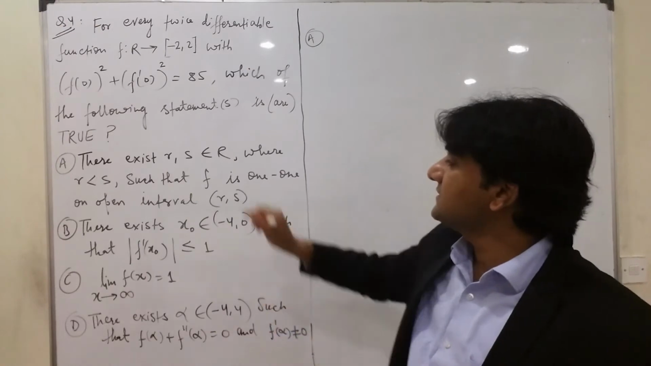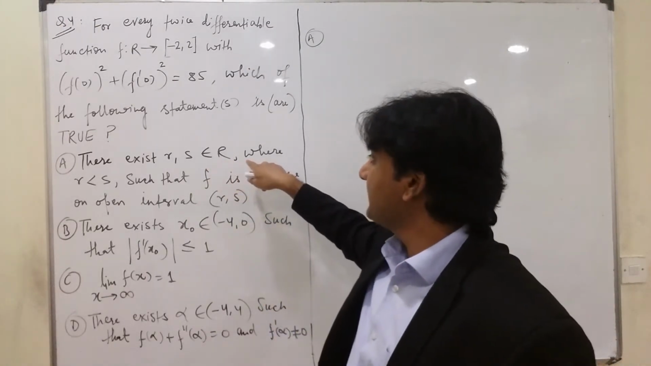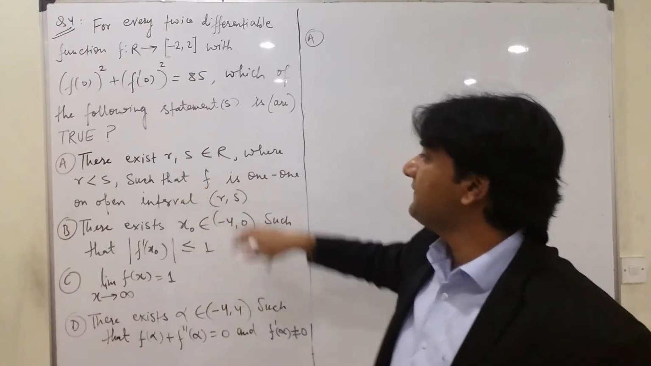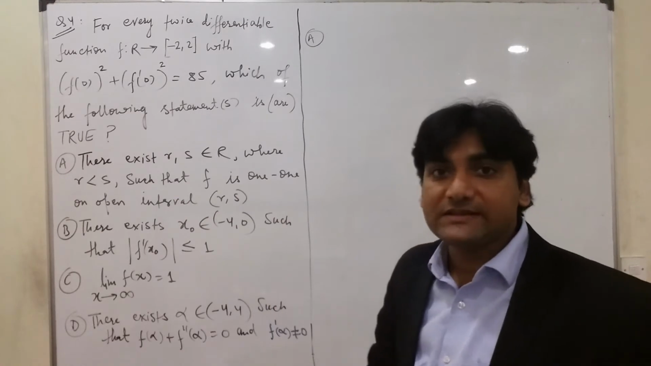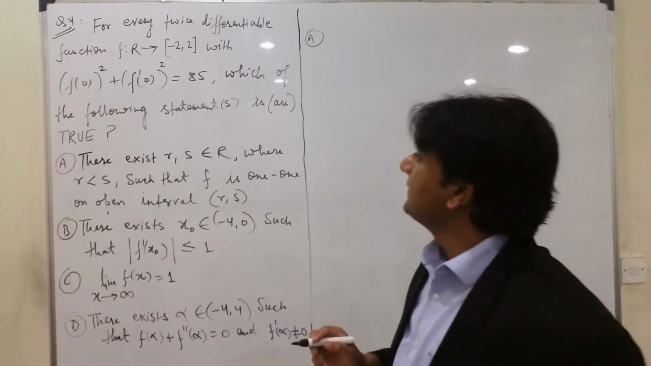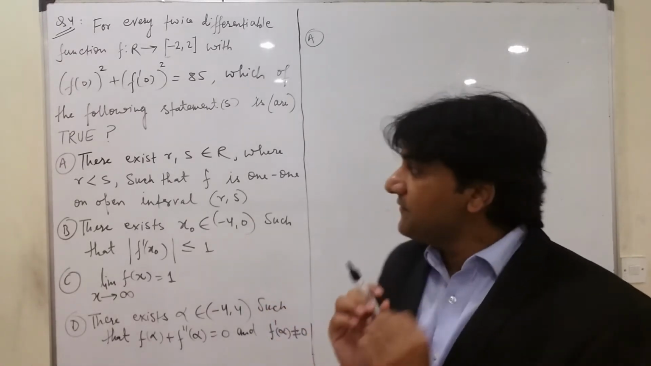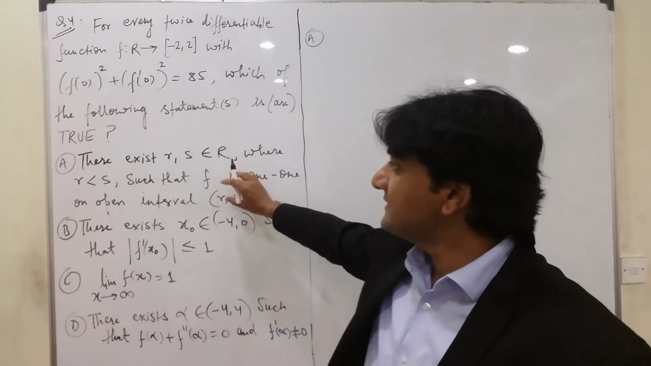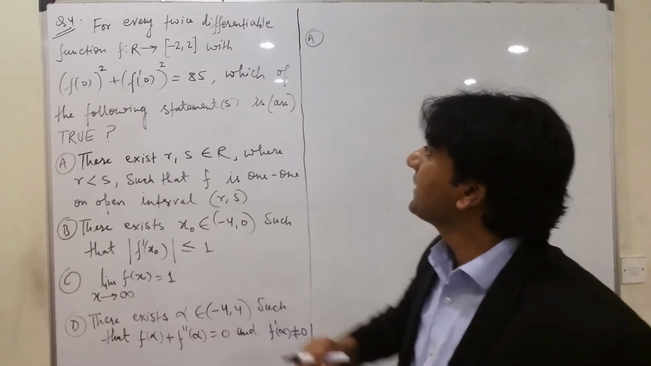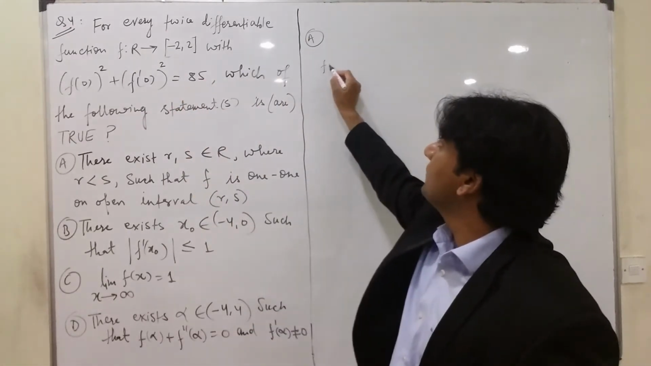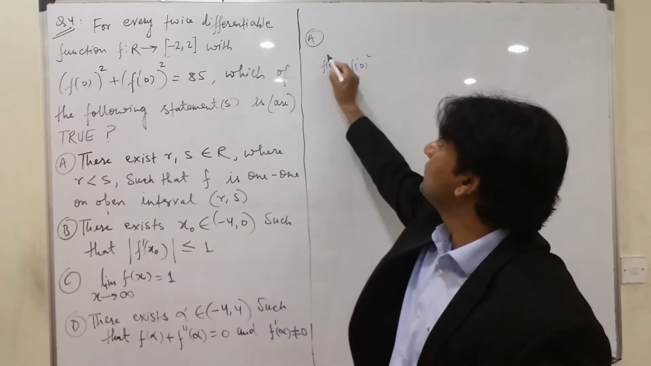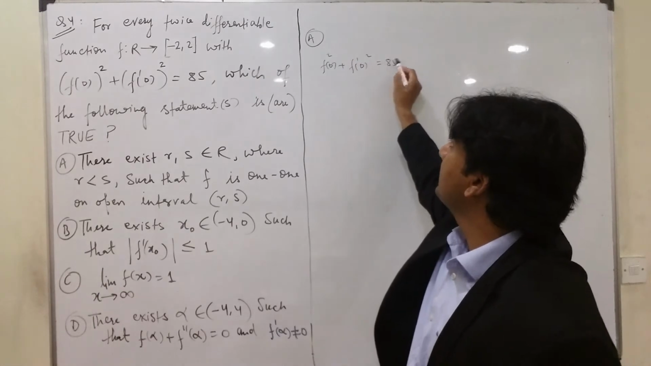There exist small r, small s belonging to capital R, I mean real numbers, where r is smaller than s, such that f is one-one in the open interval r comma s. So it's an easy problem. Now we can check. We have to just verify whether the function is constant or not in this case. So let us check. With this condition, f of 0 whole square plus f dash 0 whole square is 85.